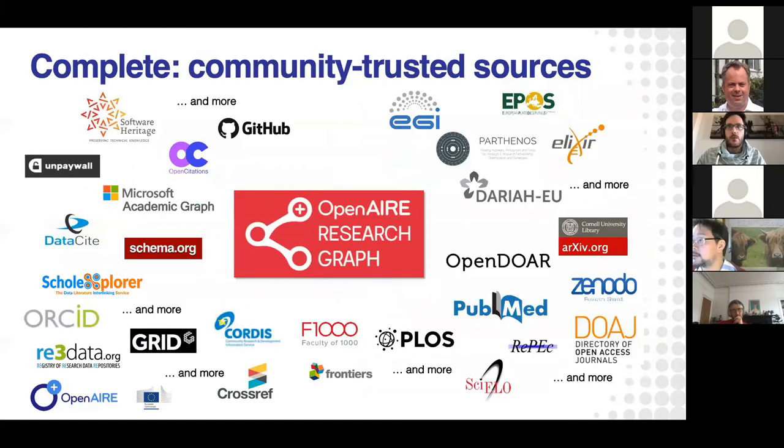But of course, we redistribute everything for free, we release everything, and we give everything back to research. The plethora of sources OpenAIRE harvests from is complete, or best-effort complete, because it's in our interest to have all the community trusted sources in our pool of data providers.